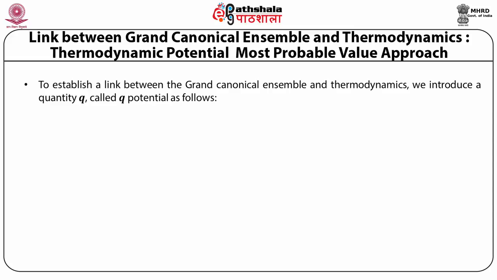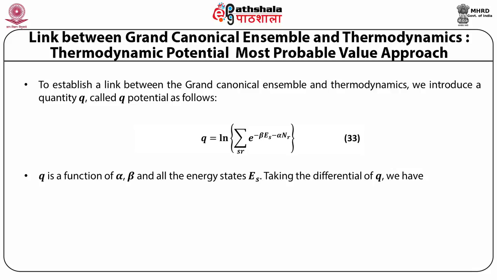To establish a link between the grand canonical ensemble and thermodynamics, we introduce a quantity Q, called the Q potential, as follows. Q is equal to the log of the summation over SR of e raised to power minus beta ES minus alpha NR. Obviously, Q is a function of alpha, beta, and all the energy states ES.